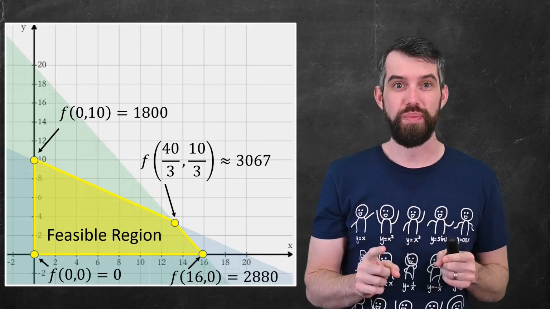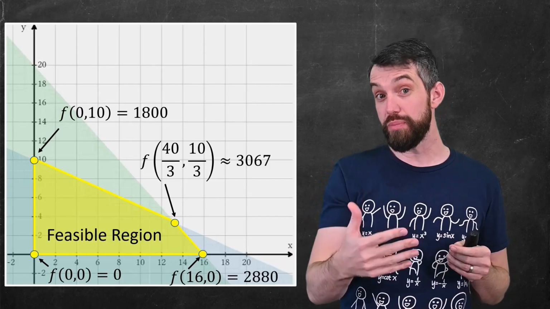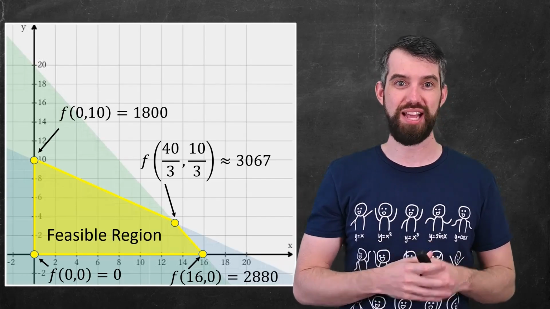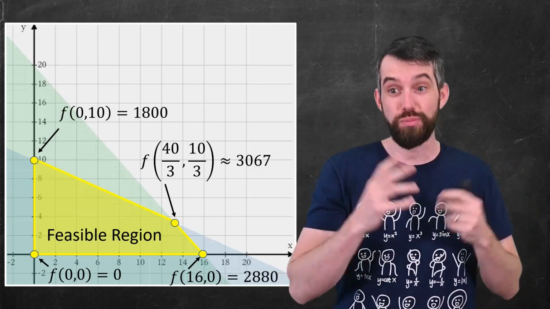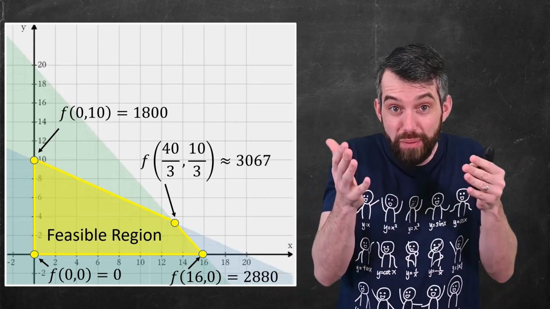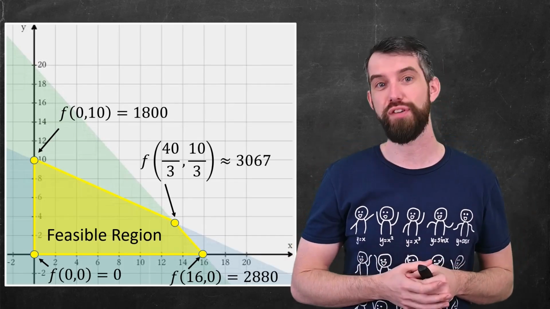Now, this is actually important because this method is going to optimize the function. And so that's going to be able to tell us the maximum and the minimum are going to occur on a vertex. So the maximum will be the 3,067 and the minimum will be 0. Both of those are vertices.